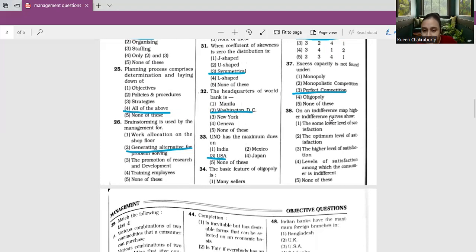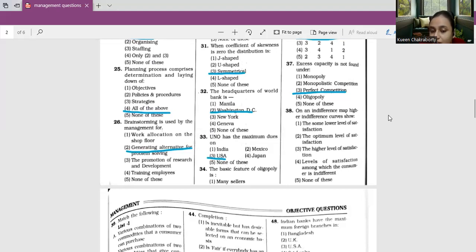Next, moving on to question number 38. In an indifference map, a higher indifference curve shows: some lower level of satisfaction, the optimum level of satisfaction, a higher level of satisfaction, levels of satisfaction among which the consumer is indifferent, or none of these. Now, see, all consumers strive to maximize their utility. That is, we try to get as much satisfaction as we can get.